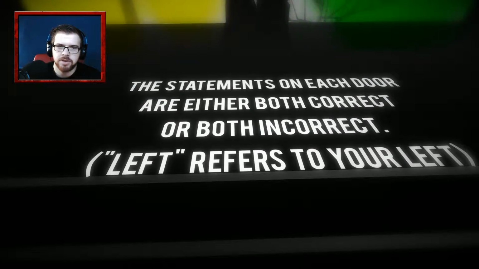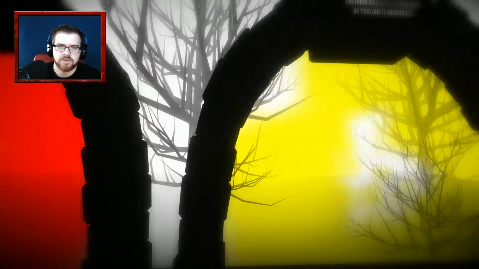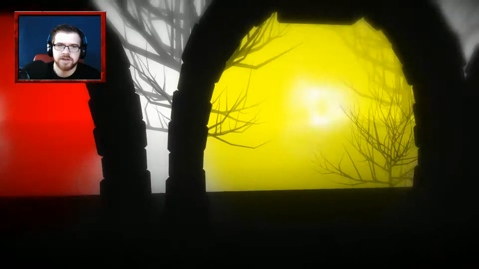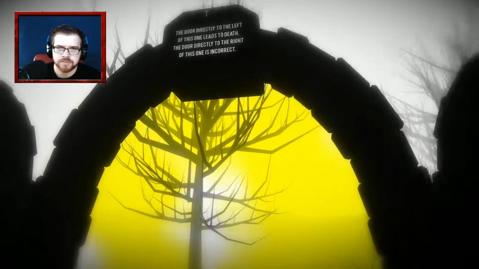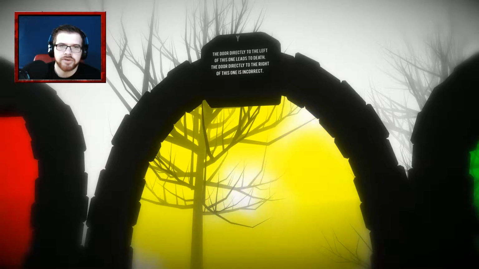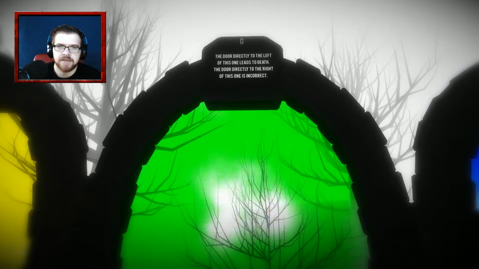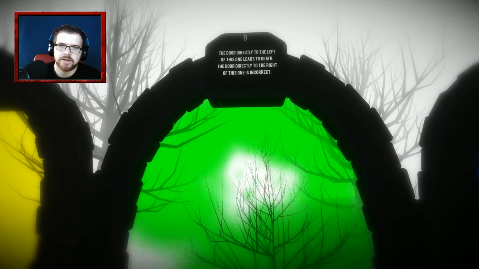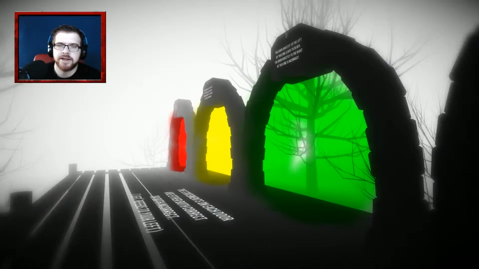So what we're doing, statement... Oh, because they've got more than one statement on some of them. So they're either the whole door's correct or the whole door's incorrect. Right. So the door directly to the right of this one is incorrect. The door directly to the left of this one leads to death. The door directly to the right of this one is incorrect. The door directly to the left of this one leads to death.